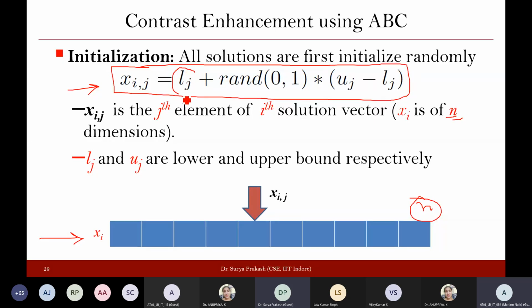Here you have a lower bound and you have an upper bound. So L and U are defining the lower bound and upper bound. In our case, lower bound and upper bound could be 0 and 255 because we are talking about the intensities.